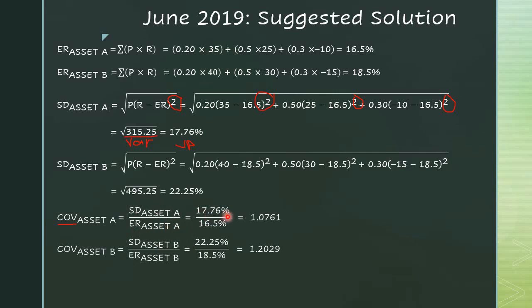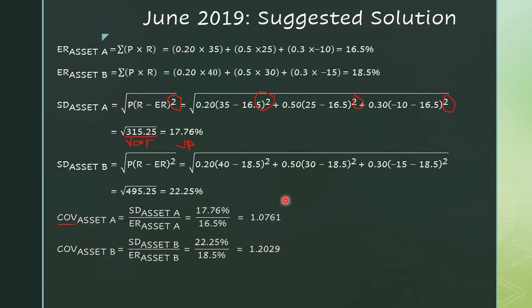So 70.76%, the one that you've calculated previously, divided by standard deviation, divided by expected return, the one that you've calculated previously, and you should get 1.0761, meaning that for every 1% of return I get, I will have to bear risk of 1.0761% of risk. Okay, so in this case, you can clearly see that asset B has higher risk compared to asset A.